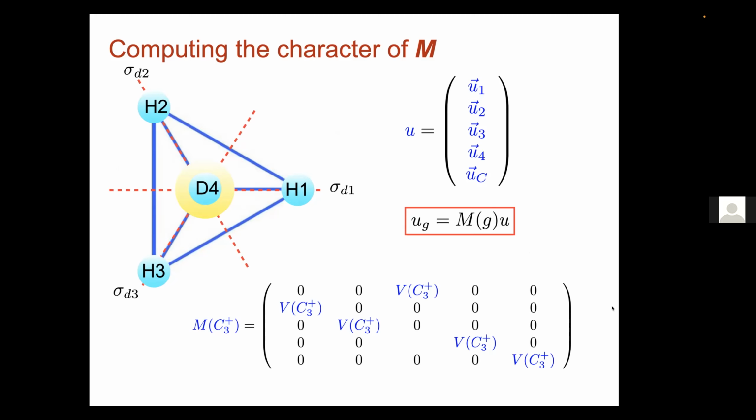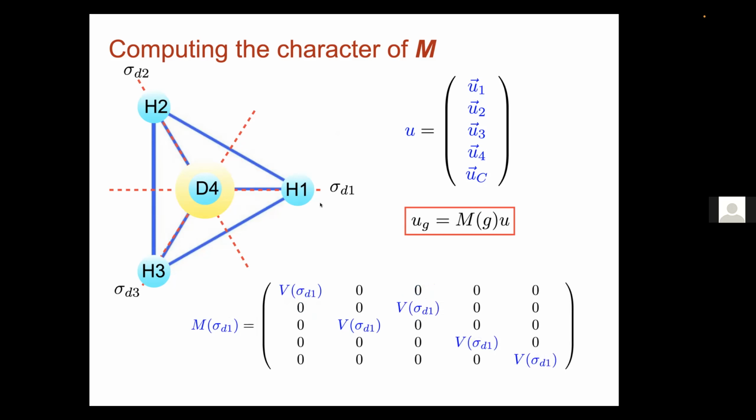So for instance, if a displacement of atom 3 becomes a displacement of atom 1, it means that column 3, the entry has to be in position 1. If a displacement of atom 2 becomes a displacement of atom 3, it just means that column 2, because of these two, this has to be in the third row. Okay, so that's the general rule. You can do this also for other operations. For instance, sigma d1, the only thing you have to see is how atoms are permuted.